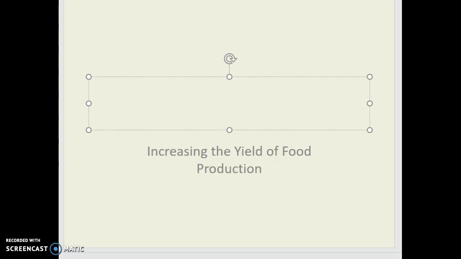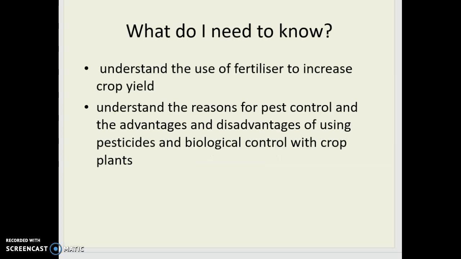Right, okay, what we're going to look at today is another way we can increase food production. And again, it links back to some of the stuff you did last year on plant biology, and we'd have looked at minerals that the plants need to grow. So that's one thing we can look at. What we're going to look at is how you can use fertilizers to increase crop yield.